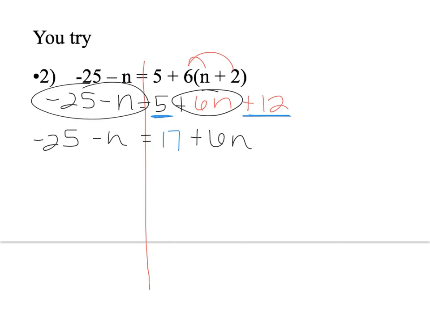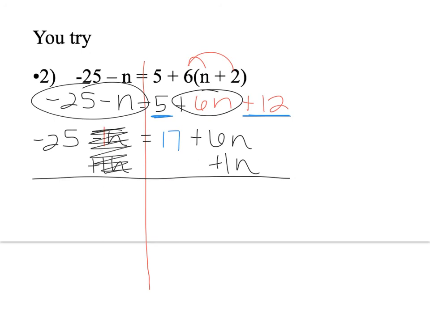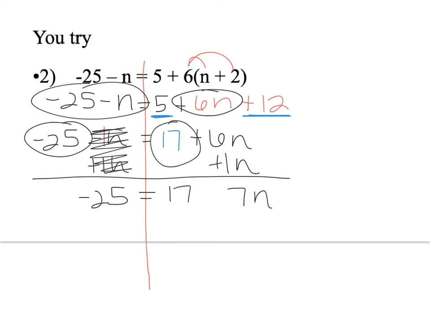Alright, step 3 is to move your smallest variable. Remember, this negative n is the same as a negative 1n. Negative 1 is smaller than positive 6, so I'm going to go ahead and add 1n to both sides. Those n's will go away, leaving us with a negative 25 on the left equals 6 plus 1 is 7. So I have 7 n's, and 17 drops down. 7 is positive, so I'll put a plus sign in there.